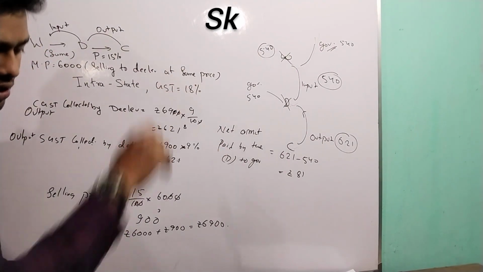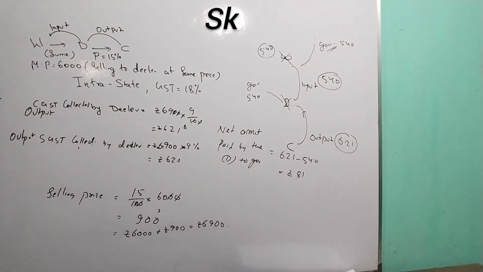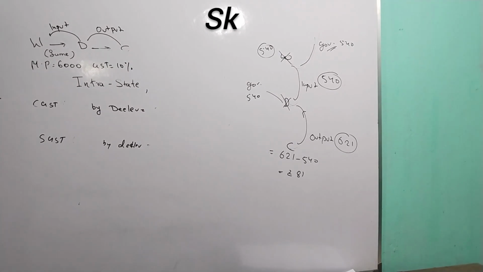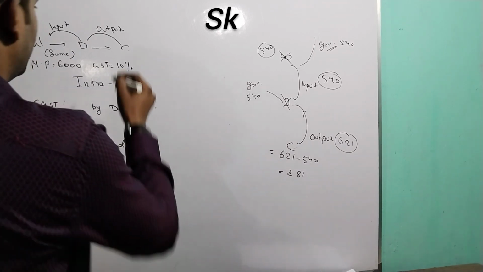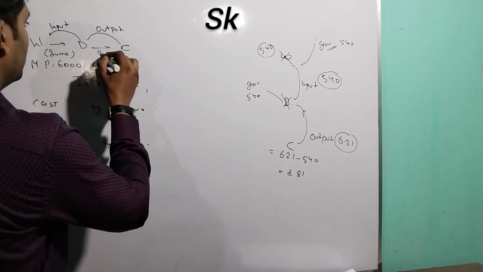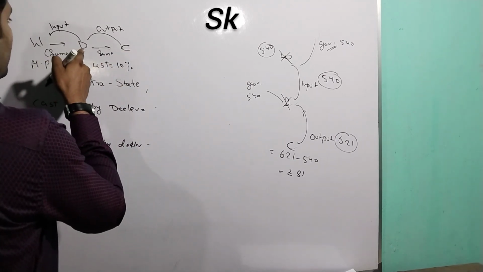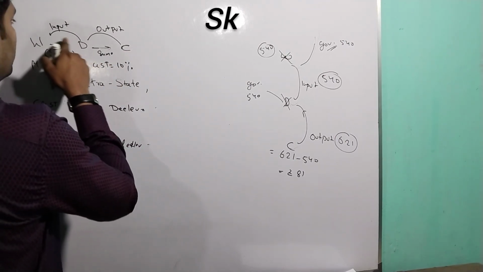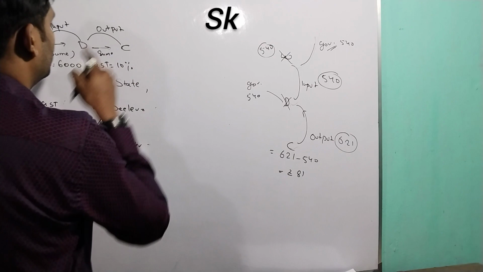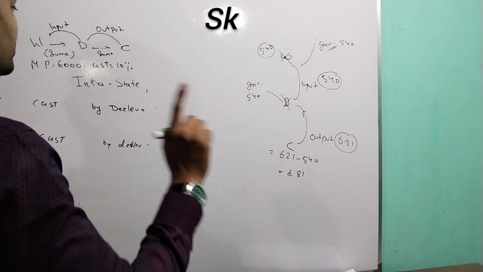Understood? Wait, I will explain with an example. Maybe explain with an example. Okay, now you see this small example. Same thing. Wholesaler is selling to a dealer, who is selling to the consumer. Same price. There is no change in the price.